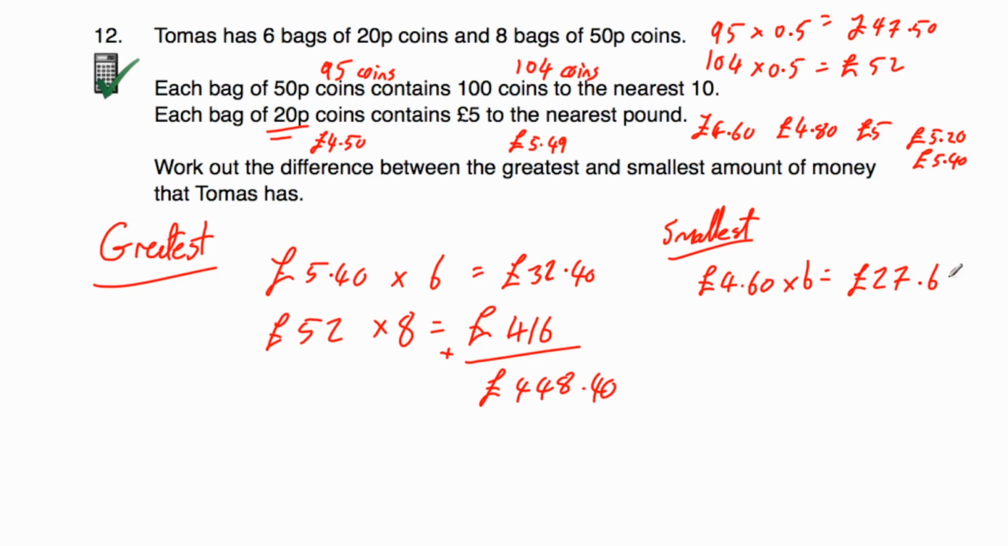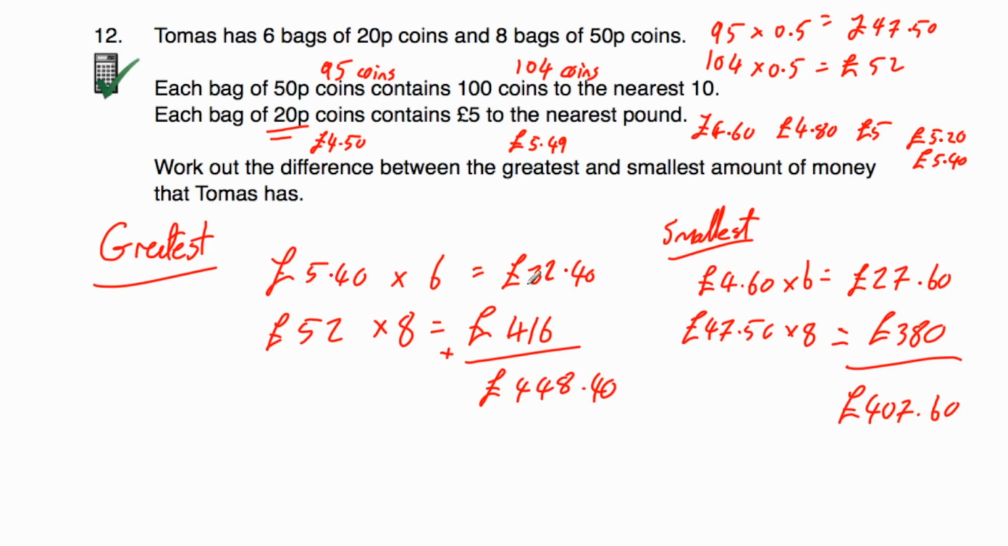£27 and 60 pence. And in terms of the 50p coins, he's got 8 bags of 50p coins. They could have as little as 95 coins in them, which is £47.50. So if we do £47.50 multiplied by 8, that would tell us how much money he could have in 50p's, which is equal to £380. And if we add those together, that would tell us the smallest possible amount of money that he could have, and that would be equal to £407 and 60 pence.